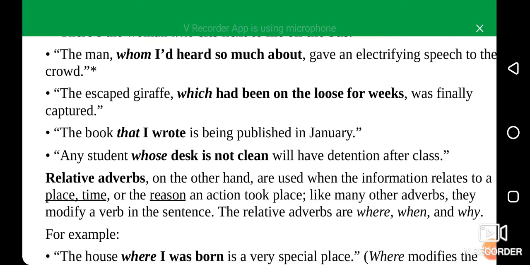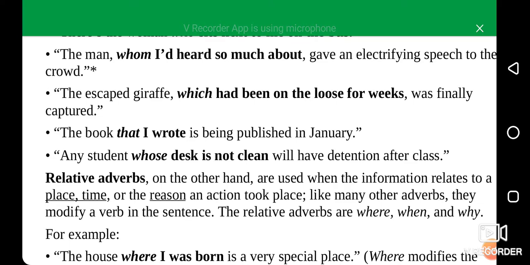description, information about the giraffe. The book that I wrote is being published in January. So which book? That I wrote. We describe the book with "that I wrote." So "that I wrote" is an adjective clause, and it starts with "that," which is the relative pronoun.